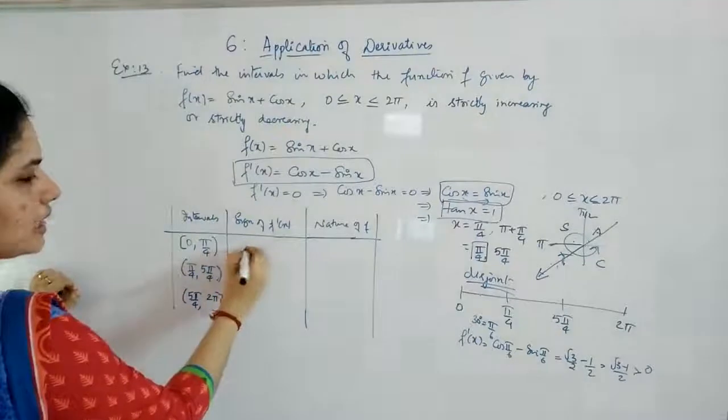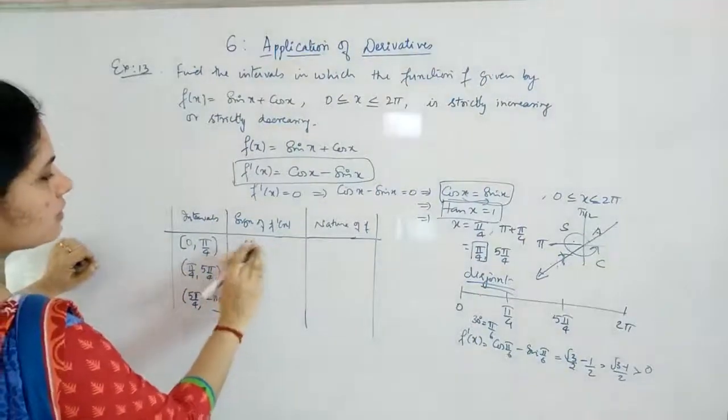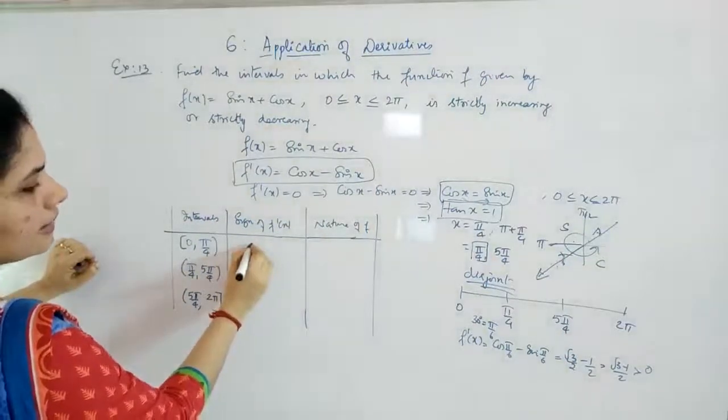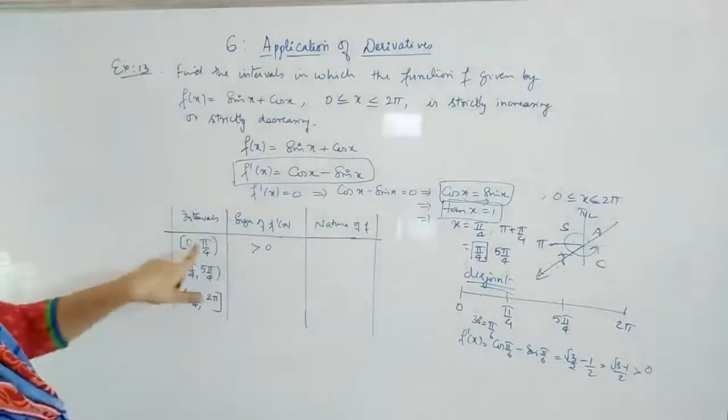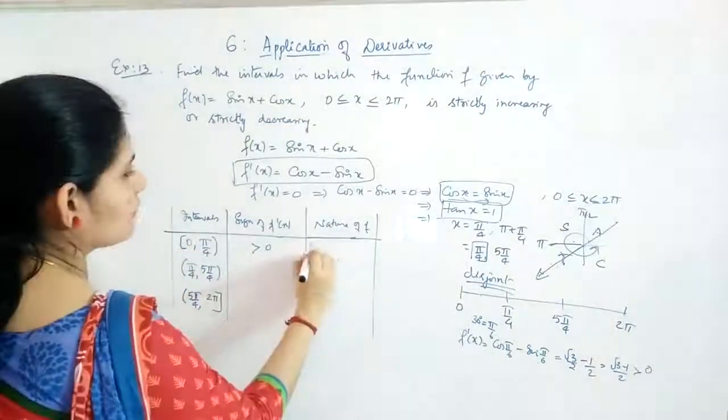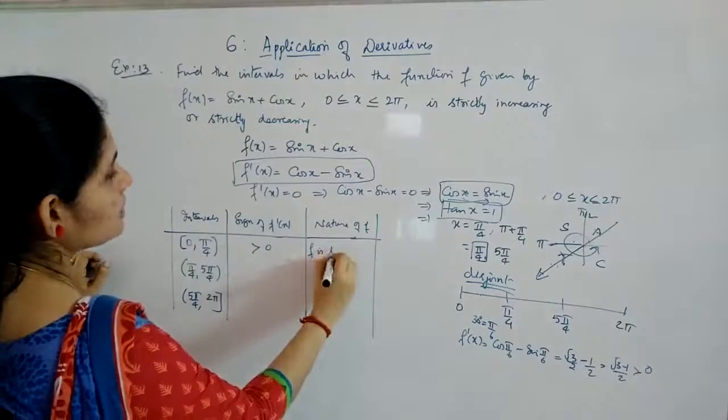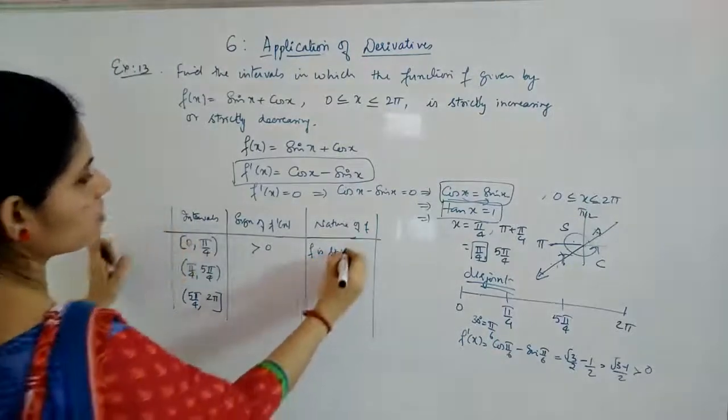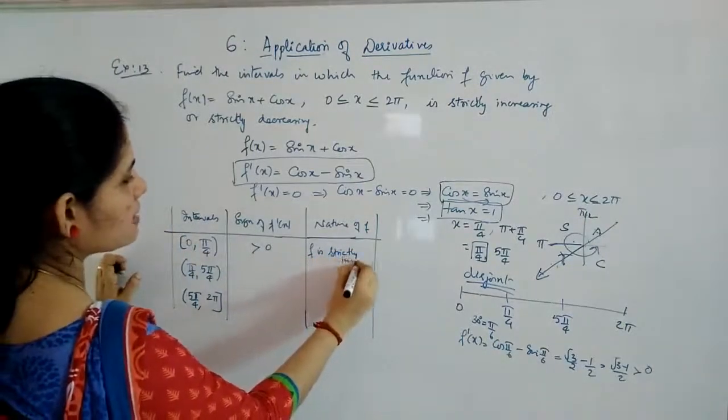Okay. So you can say that f dashed of x is greater than 0 in this interval. That means f is strictly, we have taken open, no? So it is strictly increasing.